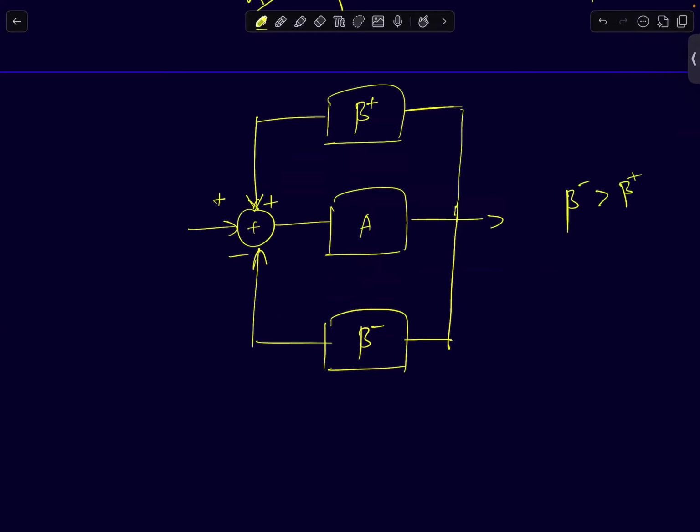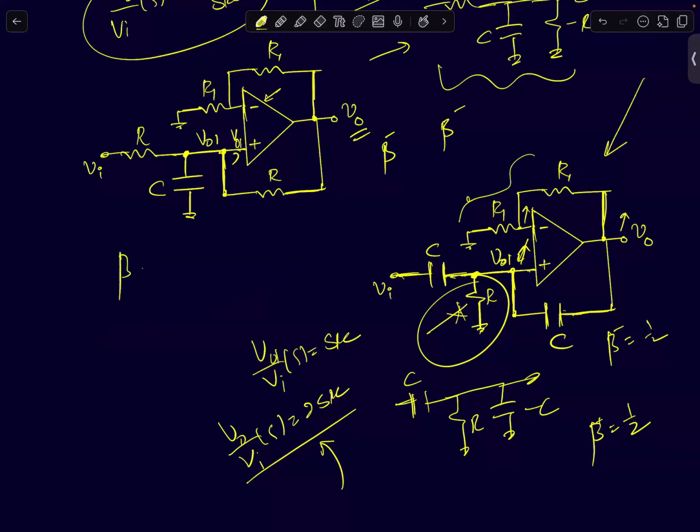Now if you see what is happening in this circuit, I have added a capacitor at this node and a resistor at this node. I'm just adding some impedance at this node. What impact will that have on beta plus? Will beta plus be equal to half or will it be less than half? Say I have a resistor R, and previously I also had a resistor R at the input. Now I'm putting an impedance, a capacitor of value C, around that node.